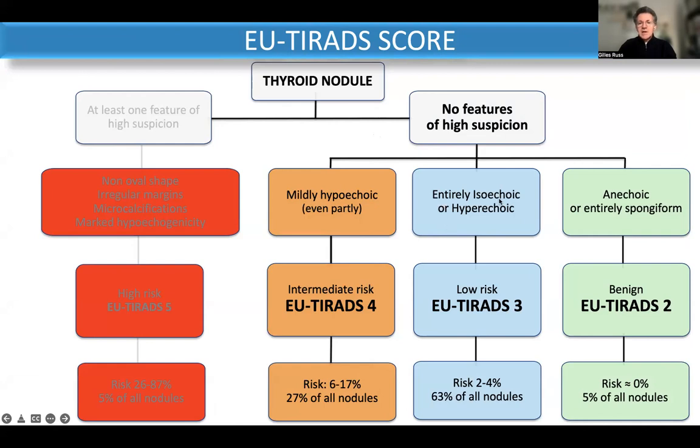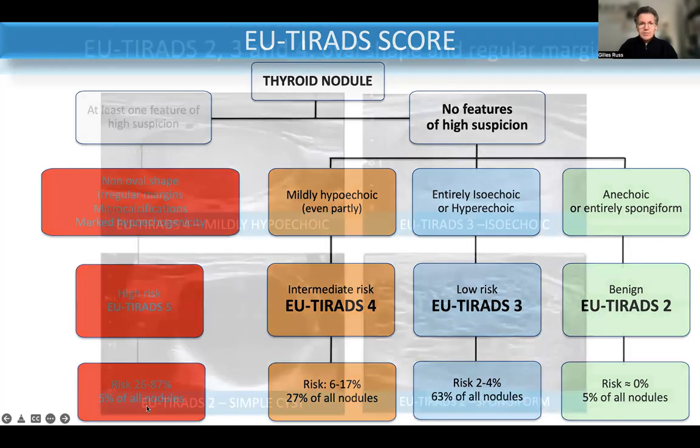If it is entirely isoechoic or hyperechoic, it is at low risk of malignancy. EU-TIRADS 3, this represents 63% of all nodules. And if it is anechoic or entirely spongiform, then it is benign. EU-TIRADS 2, and this represents 5% of all nodules, like the EU-TIRADS 5 do.